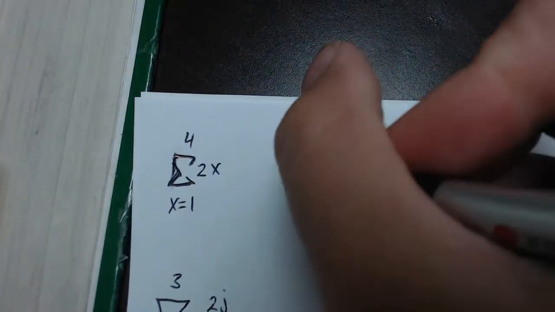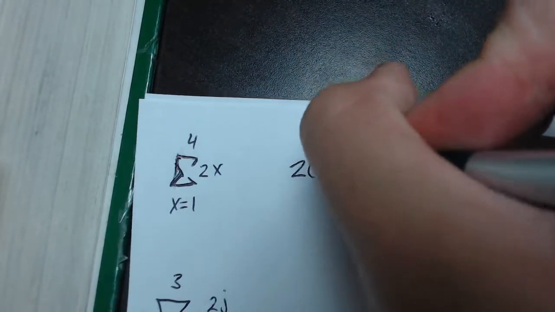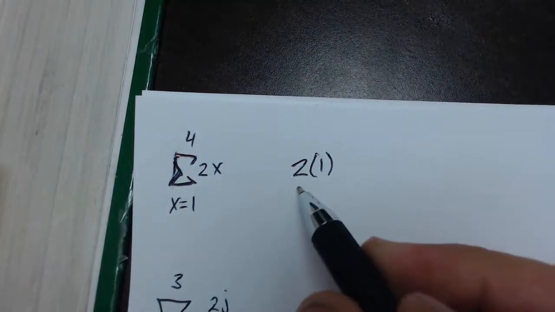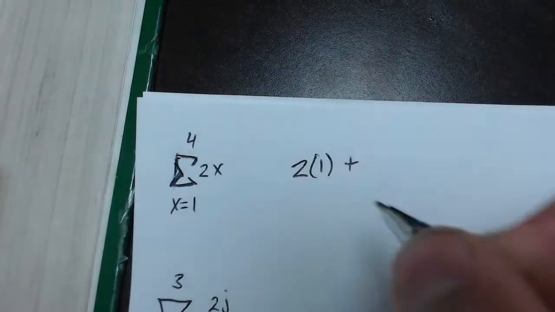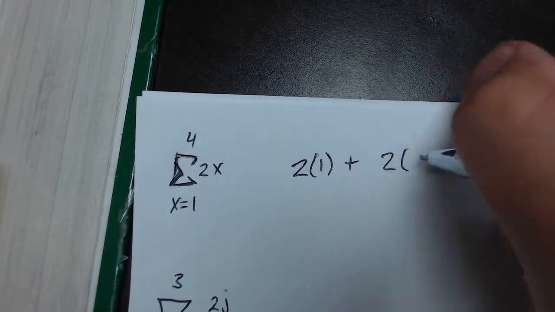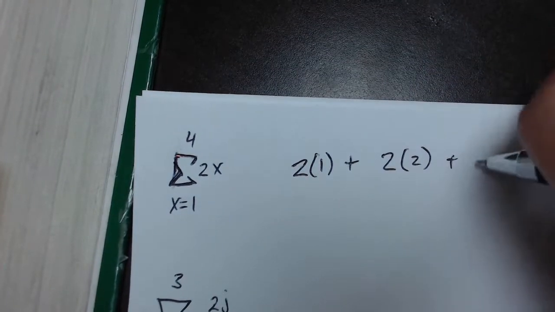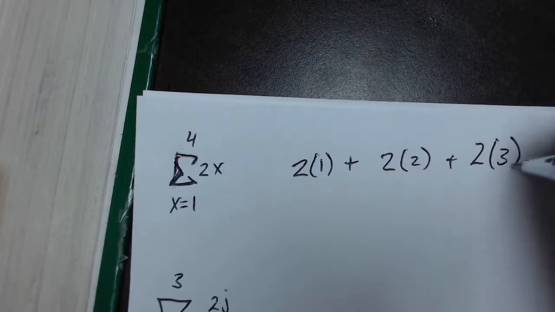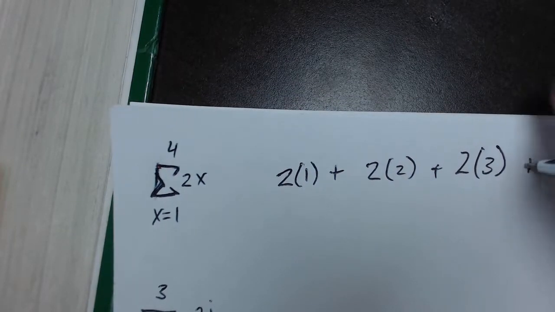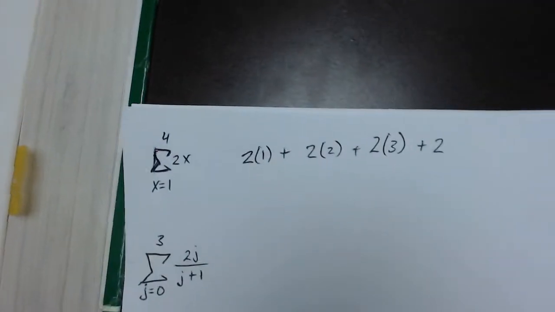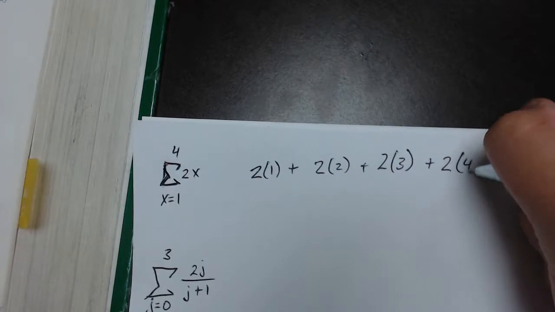So what we do here is we take this function 2x and we're going to plug in the first value. Instead of x, I'm going to put 1. That's the first sum. From there, I'm going to add the same function with 2. Then I'm going to add the same function but plug in 3. And then lastly, same thing, plug in 4.